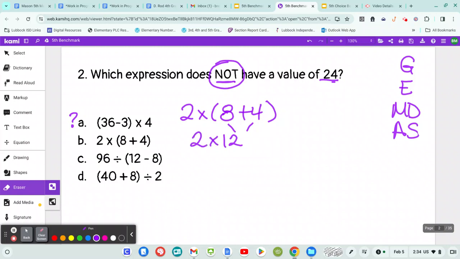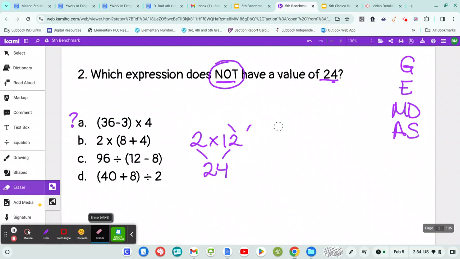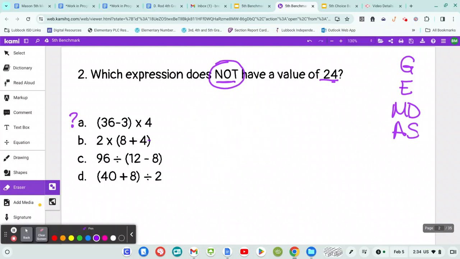Okay, so now we have 12 times 2. That's all that's left. It's the strong team, but I don't need to go through my steps anymore because it's the only step left. 12 times 2 gives me 24. Well, I'm looking for a value of not 24. This equals 24. This is not the answer choice I need to choose. Okay, so not B.